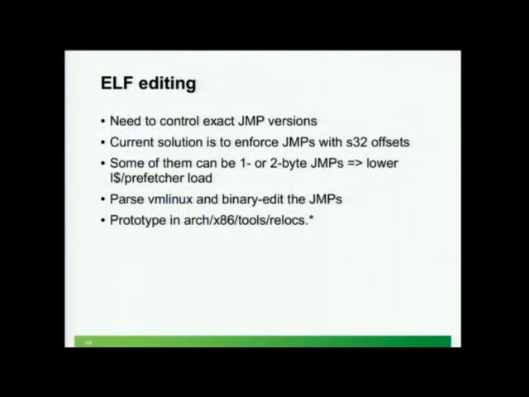Can I have this? Right, so we need to control the jump versions, and the current solution is we just say we're going to do 5-byte jumps. A jump is a single byte opcode and a signed 32-bit offset, so 5 bytes. But can we make them smaller so that we can lower the instruction cache load? What we can do is parse the vmlinux after it's done and replace those instructions at build time, not at runtime.